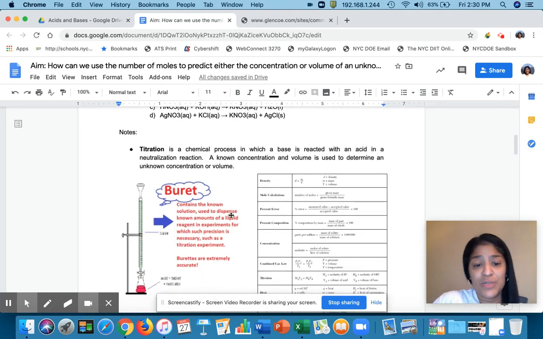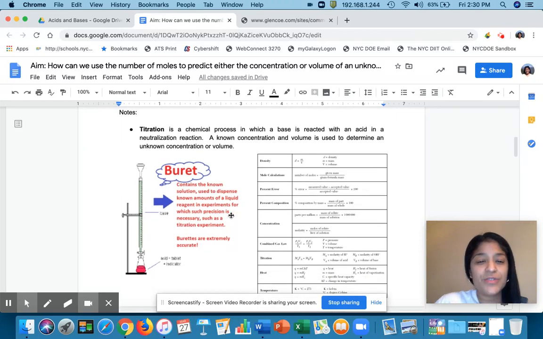So titration, what is titration? Titration is a chemical process in which a base is reacted with an acid to form a neutralization reaction. We learned neutralization reactions last week. Acid plus base equals water plus salt. But in titration, there are actual calculations, and it's done to figure out the unknown concentration.